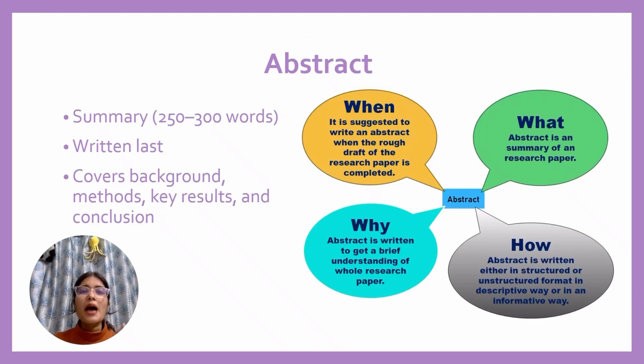Next comes the abstract. Your abstract is like a movie trailer: short, engaging and complete in itself. Keep it within 250 to 300 words. Write it last because it summarizes your entire research: why you did it, how you did it, what you found, and why it matters. Imagine a friend asks you, "So what is your research about?" Your answer in one minute is basically your abstract.